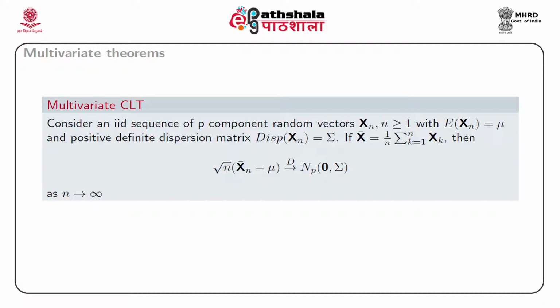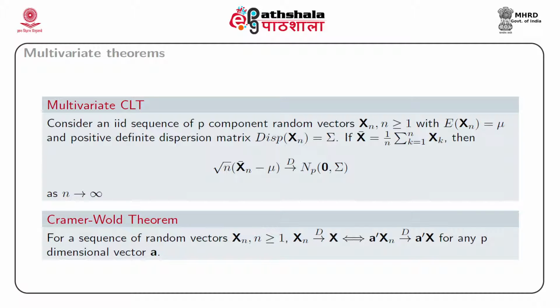So if x bar, which is again a p component random vector, is the average of n such p component random vectors xn, then square root of n multiplied by (x bar n minus mu) converges in distribution to a p-variate normal distribution with mean vector 0 and dispersion matrix sigma. So this is just an easy extension of Lindeberg-Levy CLT for univariate IID sequence of random variables. Our next theorem is somehow interesting. This is known as Cramér-Wold theorem.